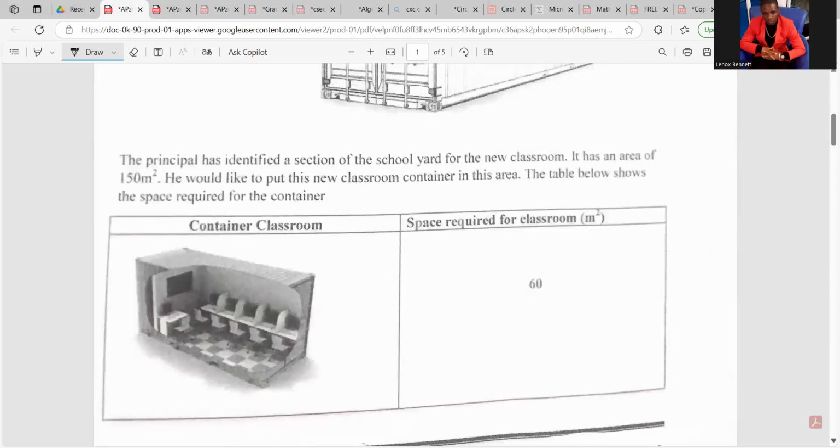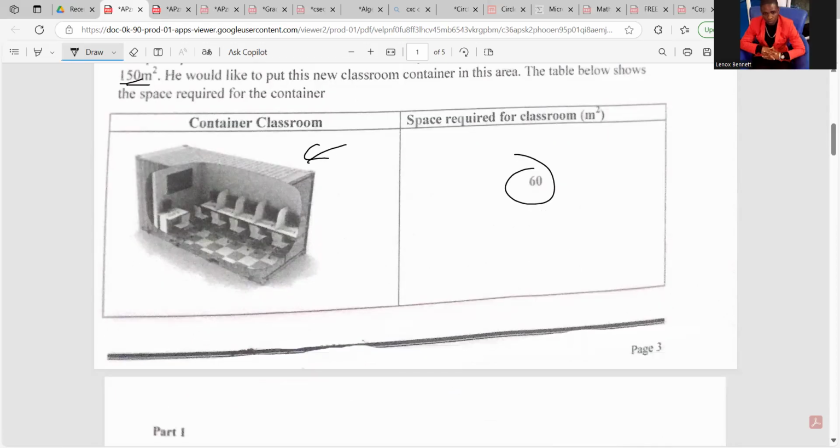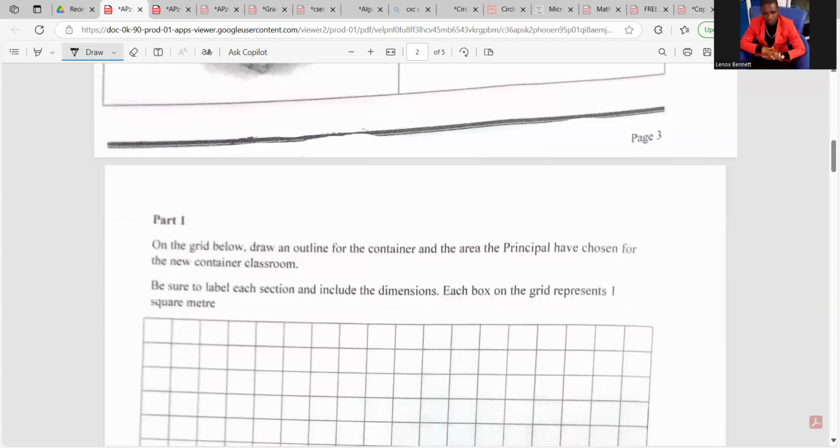The principal has identified a section of the school yard for the new classroom. It has an area of 150 meters square. So that is very important. 150 meters square. He would like to put the new classroom container in this area. The table below shows the space required for the container. So here's the container classroom, and they say that it requires 60 meters square. Bear in mind, this will become relevant at some point as well.